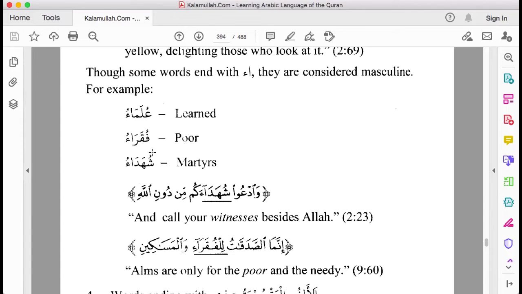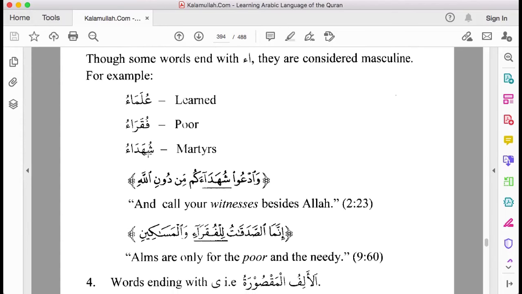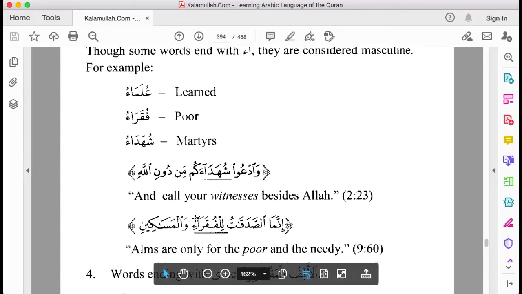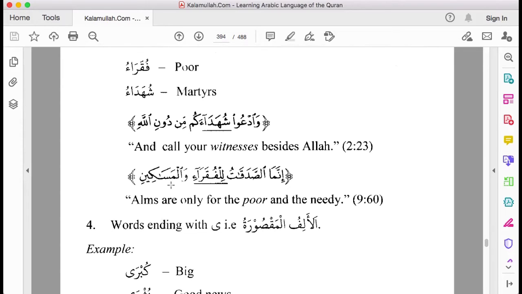So, fukara'u, shuhada'u, ulama'u, these are in the Quran, but they are masculine, all right? But I don't think it's gonna make a difference at all for your understanding because of the meaning. You just have to know the meanings of the words. It's not gonna be a big deal, but these are masculine words.